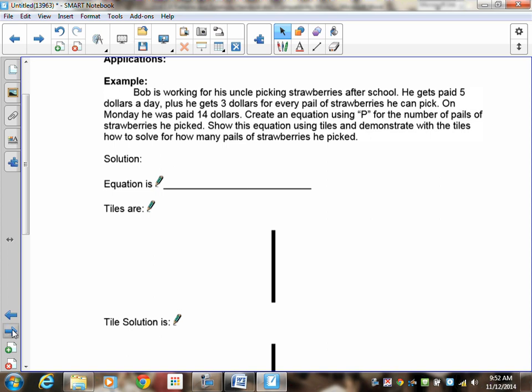And if you take a look, let's read this question. Bob is working for his uncle picking strawberries after school. He gets paid $5 a day, plus he gets $3 for every pail of strawberries he can pick. On Monday, he was paid $14. So there's our total. Whatever happens, he got paid $14. Create an equation using P for the number of pails of strawberries he picked, and show the equation using tiles, and then demonstrate with the tiles how to solve the equation.